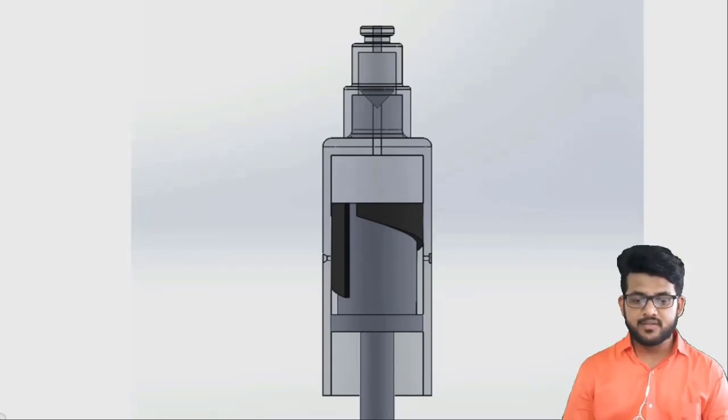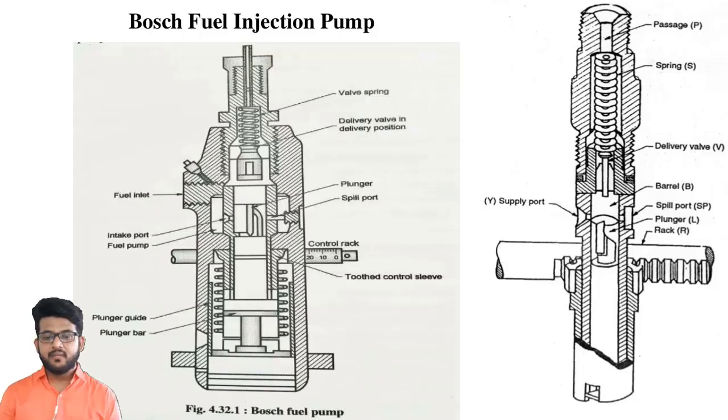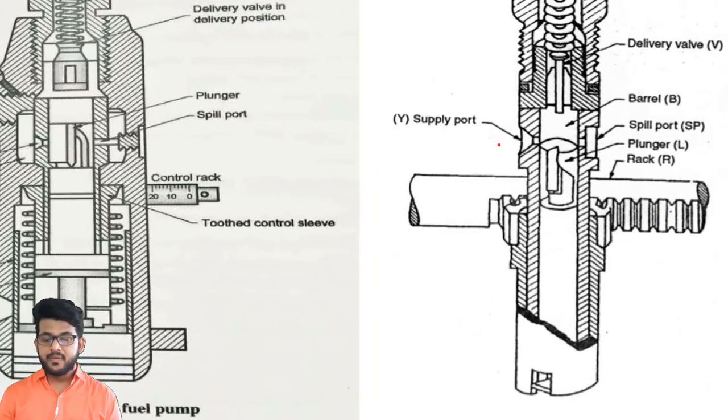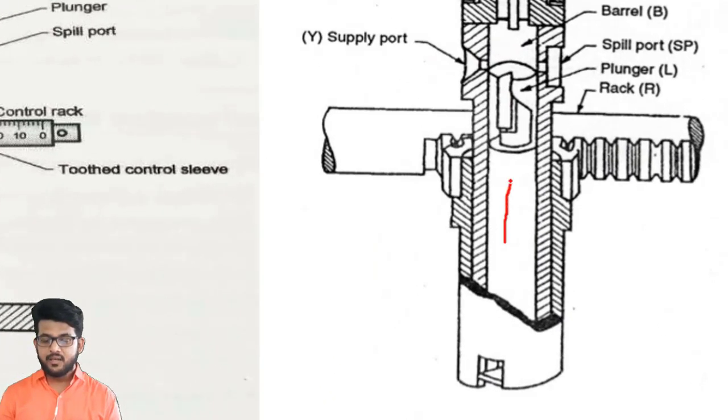So let's see how it works. So here you can see what our 2D figure is. So let me show you this figure. Fine. So what is happening here? This is a piston that we have seen in that animation. Fine. This is the rack that we have seen, and this portion is actually our sleeve that we have seen in the 3D animation. Fine.